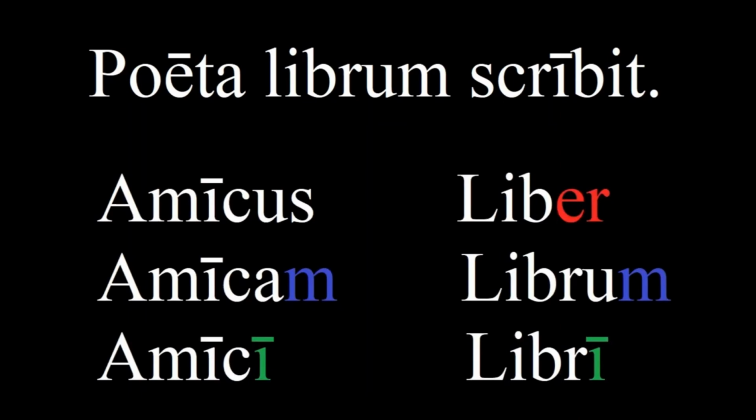Can you guess what this sentence means? A library contains many books, right? This means the poet writes a book. If we look at the following table, we can see that this word is regular in all but the first case, where it doesn't end in us. This is called the nominative case, because it names or nominates the noun. Amicus, amicum, amici. Liber, librum, libri.